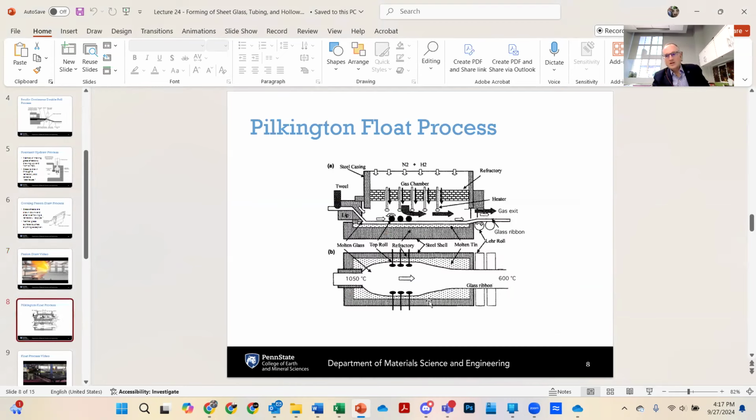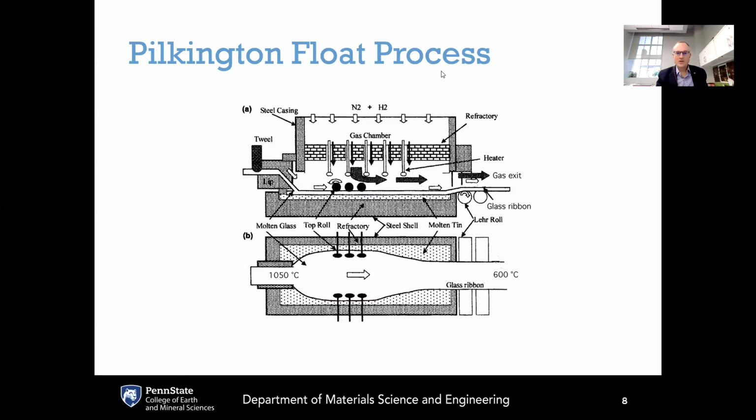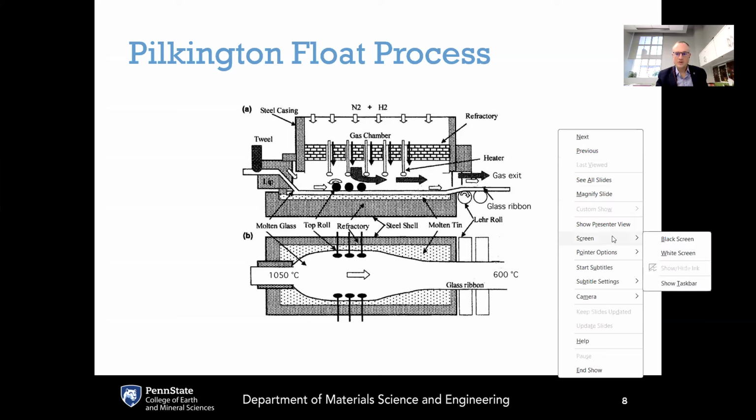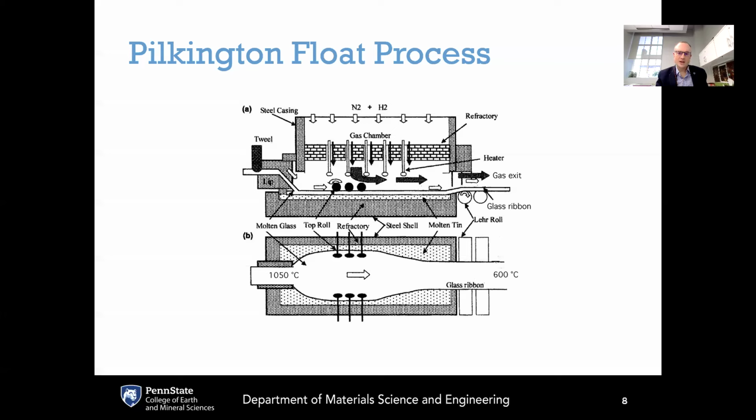So this is one of the two main processes by which sheet glass is made today. The other process is the Pilkington float process, which was developed around the same time by Alistair Pilkington at Pilkington Brothers in the UK. Whereas the fusion draw process is a vertical process, the Pilkington float process is a horizontal process. And the idea with the float process is that the molten glass is floated on top of a bath of molten tin. Because of the lower density of the molten glass compared to the molten tin, the molten glass floats on top of the bath of molten tin.